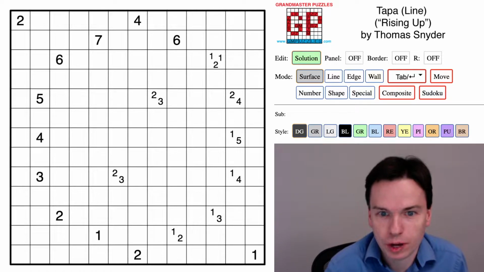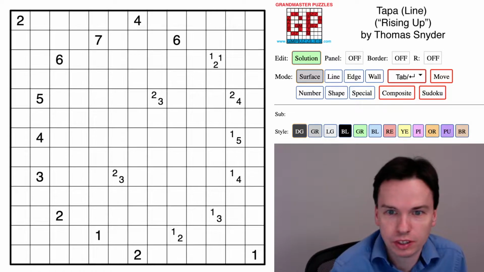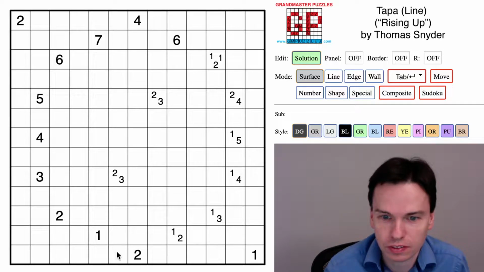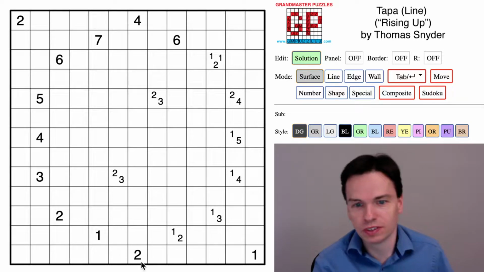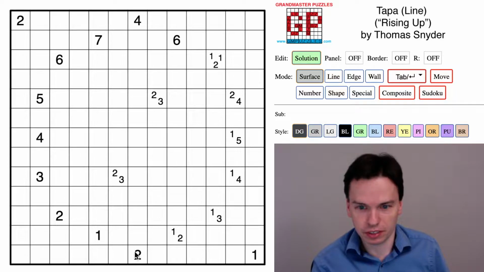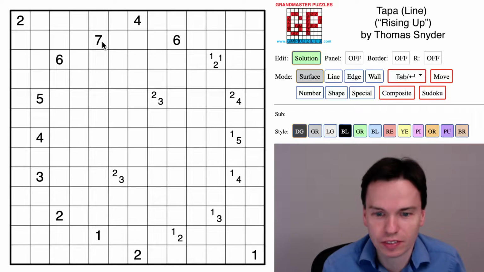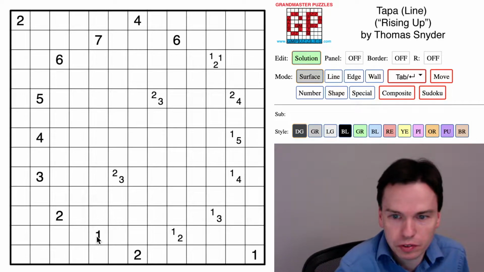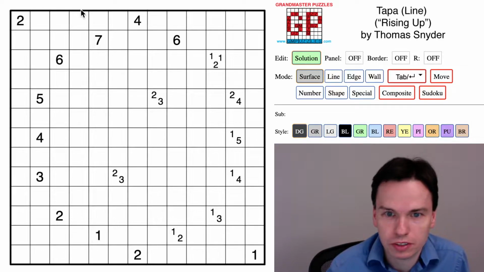So we're here to solve this Tapa variation I wrote with a theme of rising up. You'll see the small numbers becoming large numbers, both wrapping around the left of the grid and even a little bit on the right of the grid: 1, 2, 1, 3, 1, 4, 1, 5, 1, 2, 3, 4, 5, 6, 7.